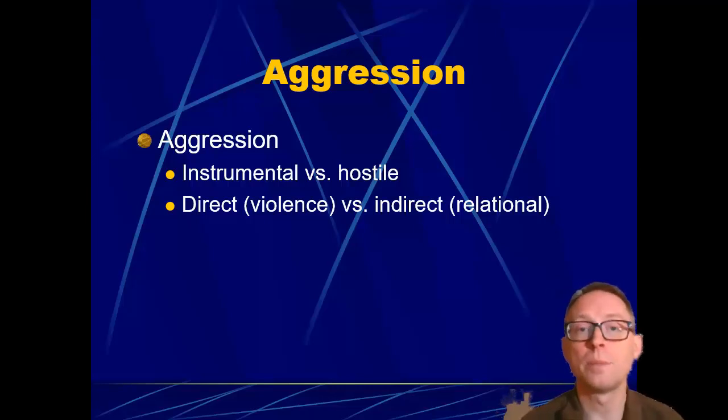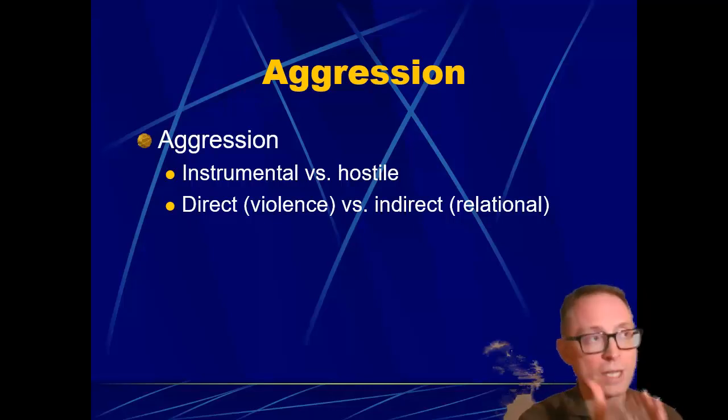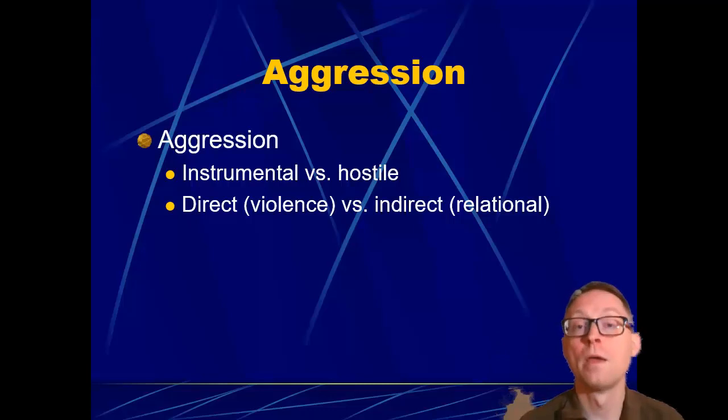But indirect can be you try to harm someone without intent, without directly going to that person. If you talk about somebody behind their back, you are indirectly being aggressive. So you want to hurt me, so you talk bad about me to my wife, for example. That would be indirect, and it's often relational in that case because of the indirection.